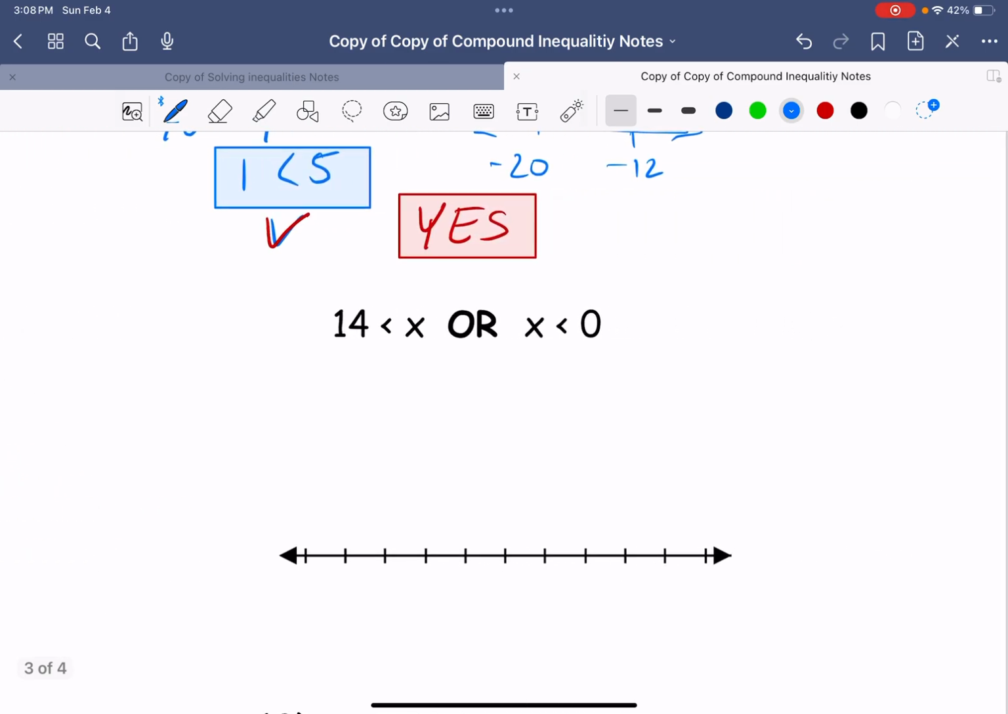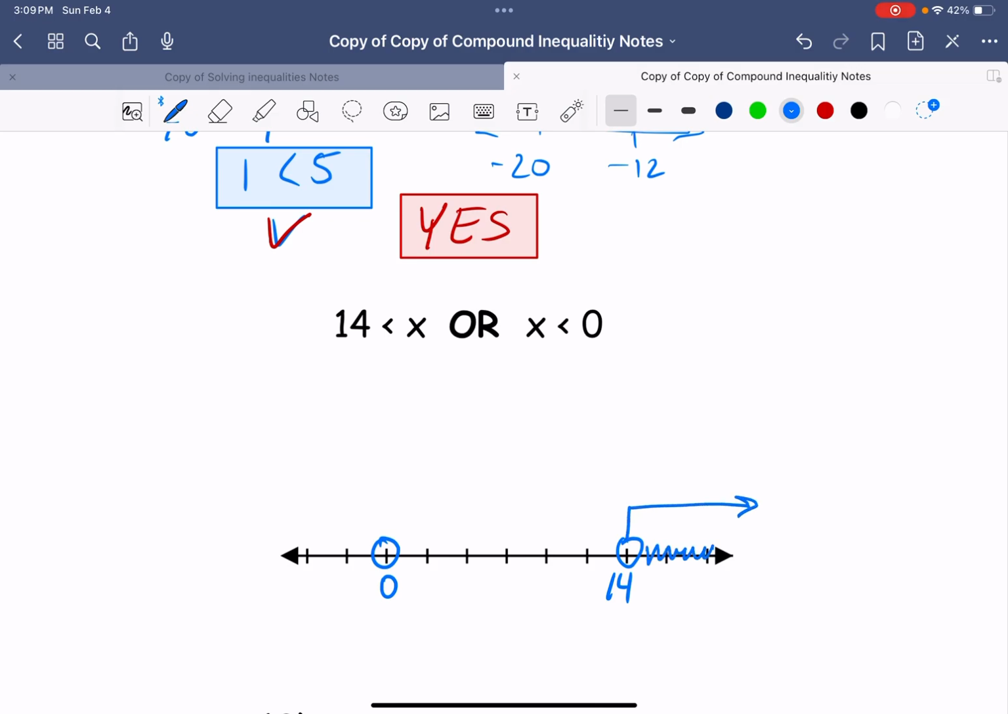Let's look at the next one. 14 is less than x. Let's just say here's 0, here's 14 somewhere. This is not to scale, obviously, people. But we have an open circle. Oh, no, sorry. 14 is less than x. What am I thinking? 14 goes this way, so we've got solutions this way. Or x is less than 0. Again, we have something very similar. x can be either this or that, this or that solution, for it to be true.